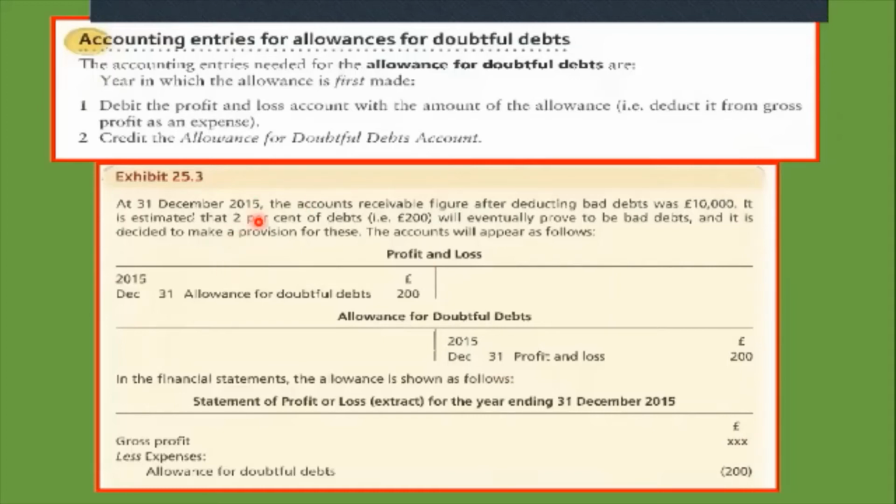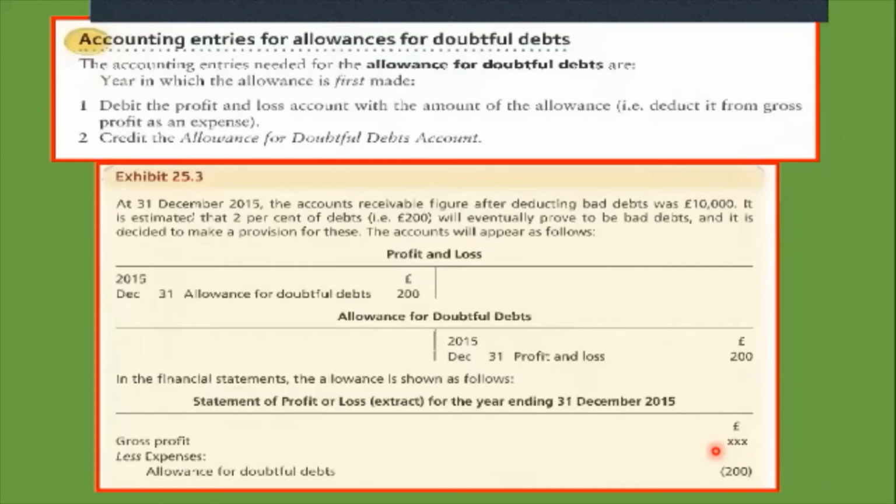So the first time you decide you have customers who may not pay you, you estimate them to be about 2%. It has to be an estimate because you're unsure, you're uncertain, you're not sure that the debt will be bad, right? So you make an estimate of about 2%, and we calculate the amount, take it out of your profit and loss account, put it in your allowance for doubtful accounts, and then you minus it from your profit in the income statement. Okay, so it's always the same.